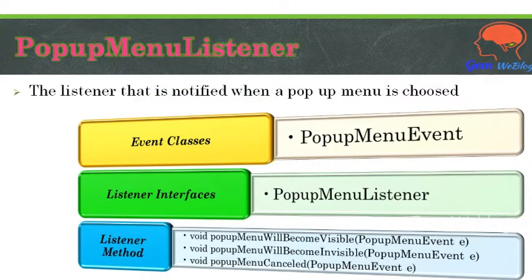Next, the PopupMenuListener contains three methods. popupMenuWillBecomeVisible: whenever the pop-up menu is opened, this method will be called. Next, popupMenuWillBecomeInvisible is called whenever the pop-up menu is closed. Next, popupMenuCanceled: whenever you cancel this pop-up menu, this method will be called. All these three methods will receive an object of the PopupMenuEvent class.